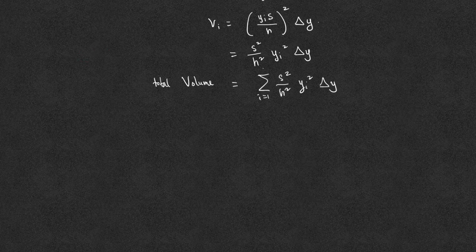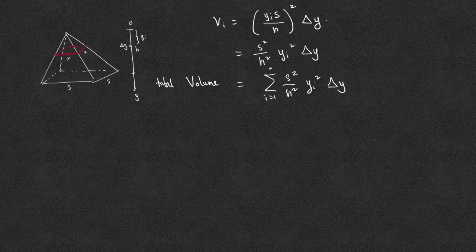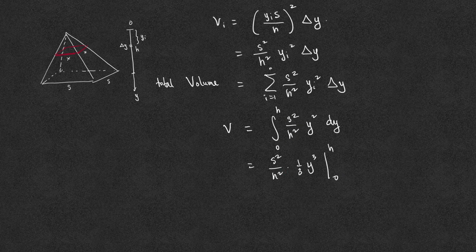So the total volume is the Riemann sum, but as n goes to infinity, we obtain the definite integral. y goes from 0 to h because the slices are from 0 to h. Using the fundamental theorem of calculus to evaluate this, we have 1/3 s squared h, which is the volume of the pyramid.